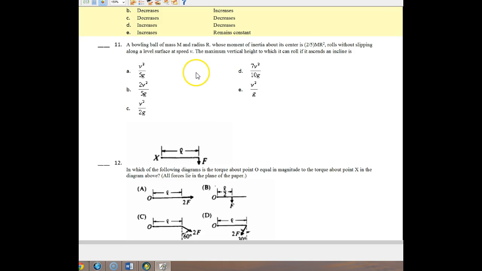Hey, this is Horner, and this is the multiple choice pretest review for rotational motion. And we're going to look at questions number 11 through number 20.